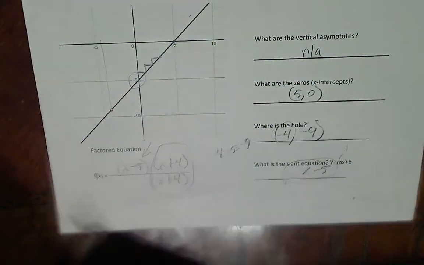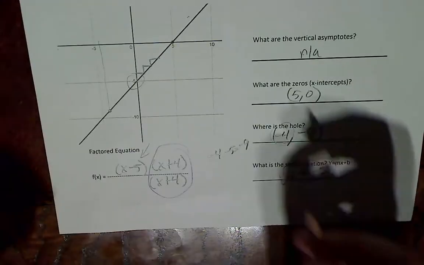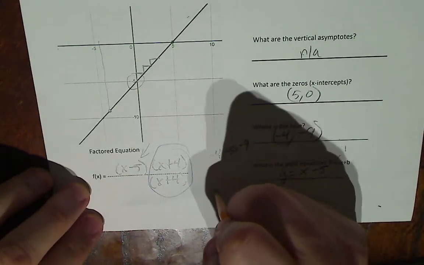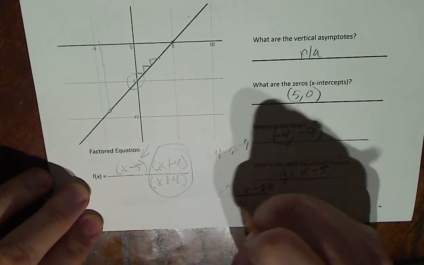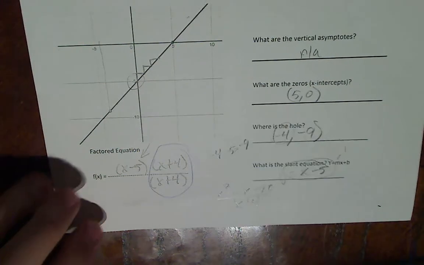And my final equation, which I realized I didn't have a spot for, I'm just going to write it right here: x squared minus x minus 20 over x plus 4. That's my final equation.